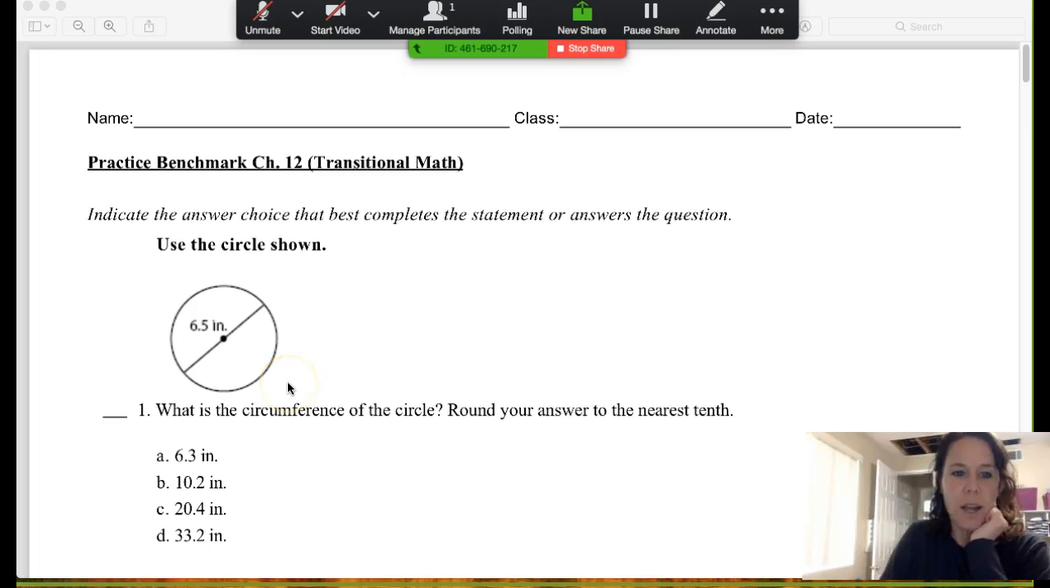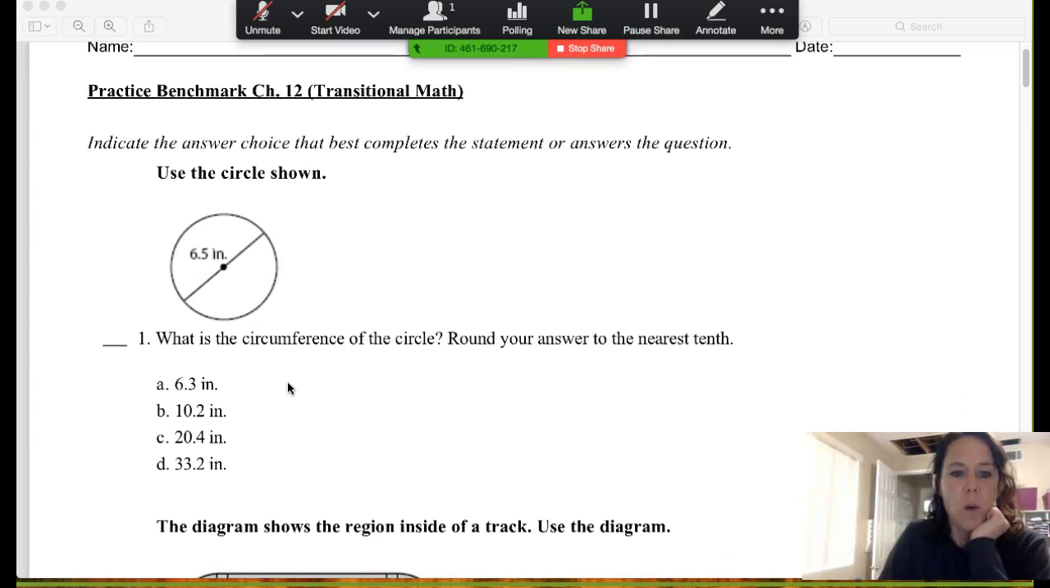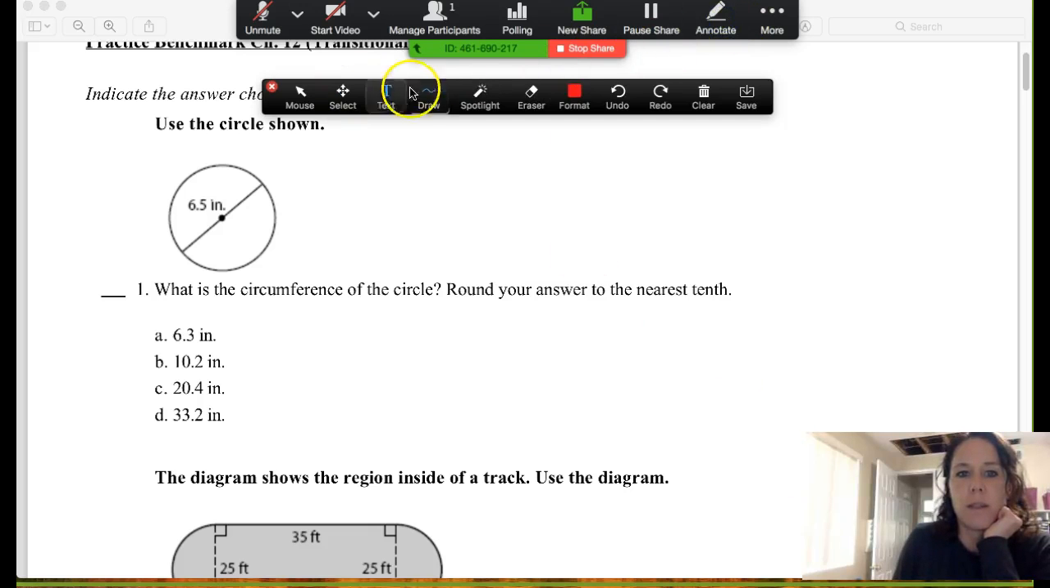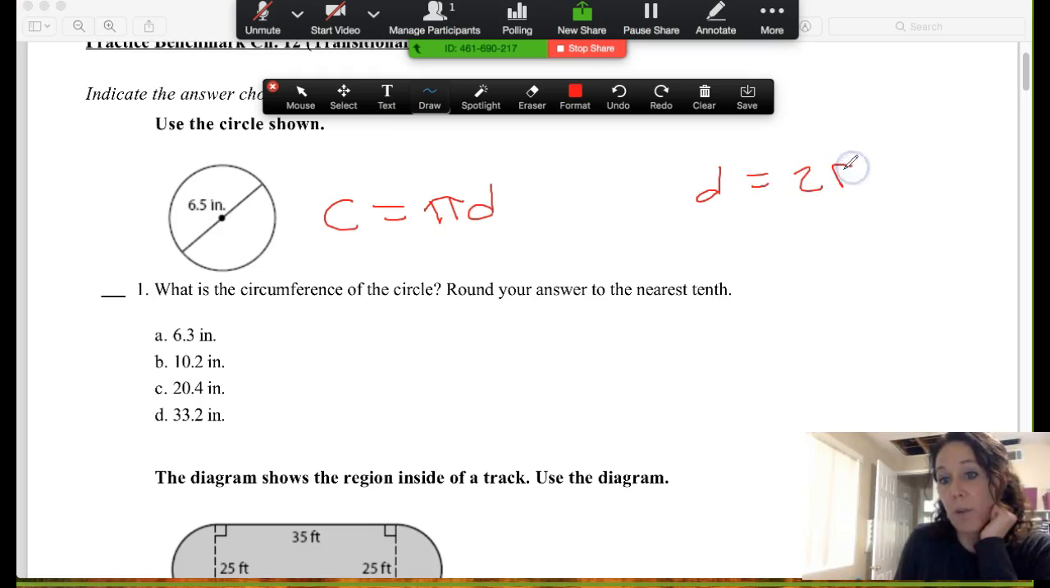All right, let's go ahead and work the first one. What is the circumference of the circle? Round your answer to the nearest tenth. So let's look at the formula for circumference. Circumference is equal to pi times the diameter. Remember, diameter is 2 times the radius, or the radius is half the diameter. So we have diameter. Great. Circumference is just pi times 6.5 inches.